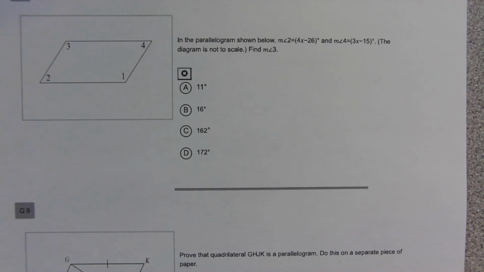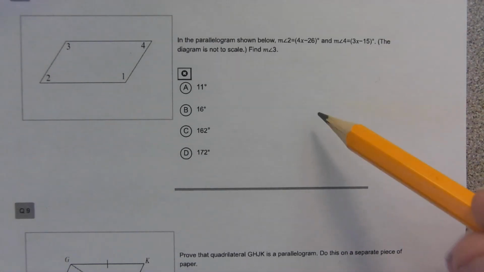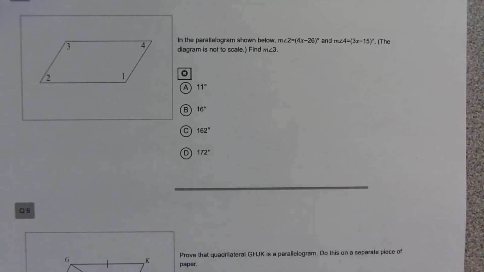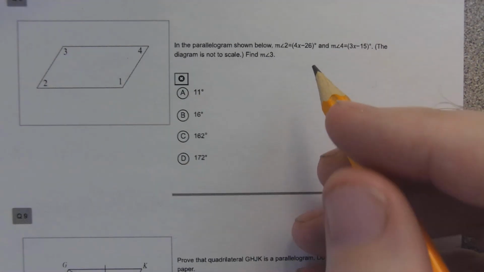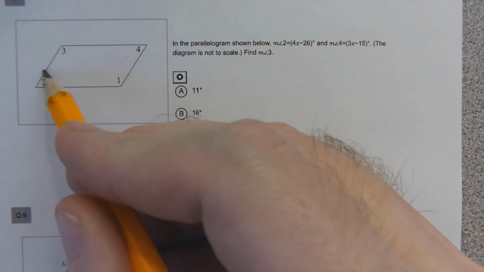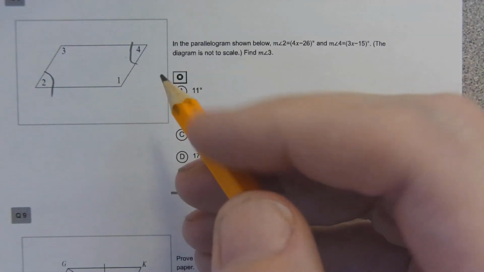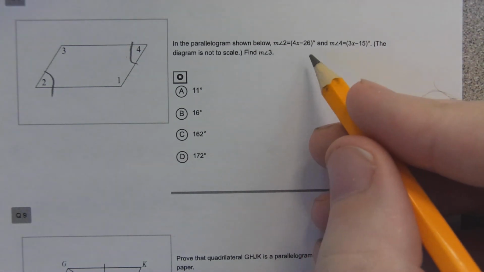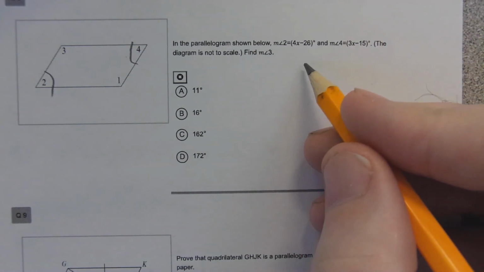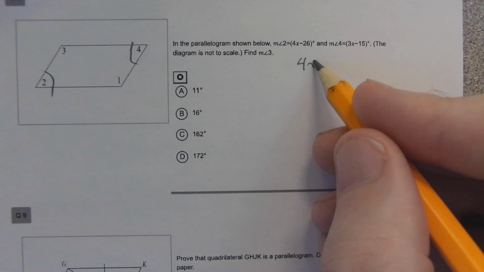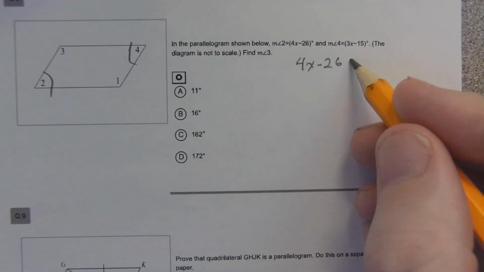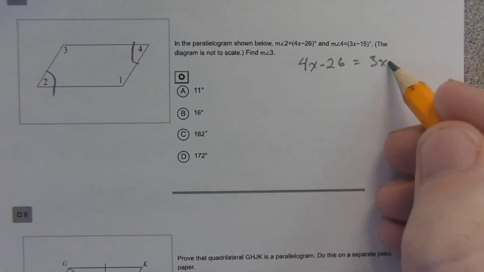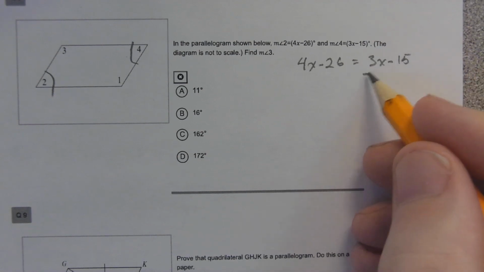In the parallelogram shown below, we have these angles. The diagram's not to scale. Find angle 3. Well, in parallelograms, opposite angles are congruent. So that means angle 2 and angle 4 are the same. So we do 4x minus 26 equals 3x minus 15. And we solve that equation.